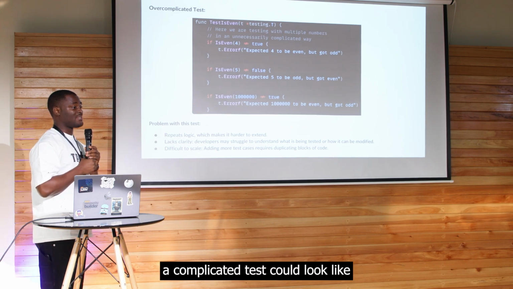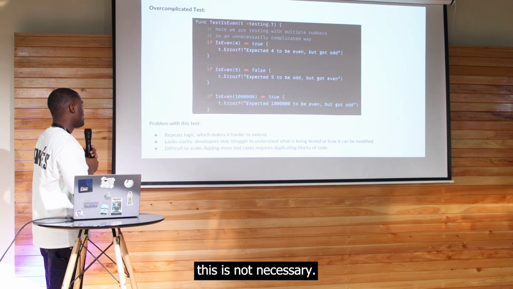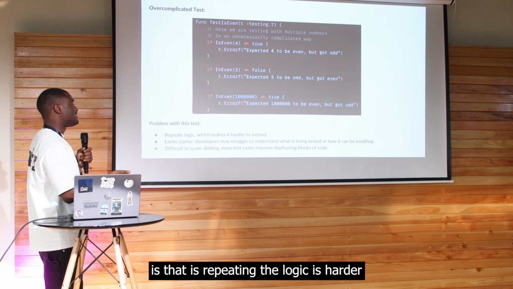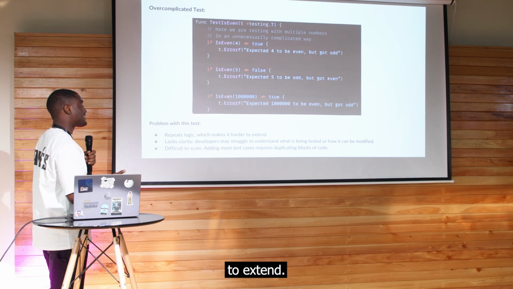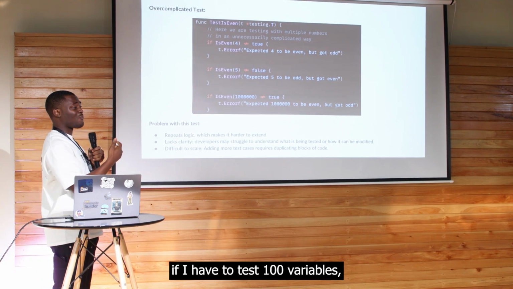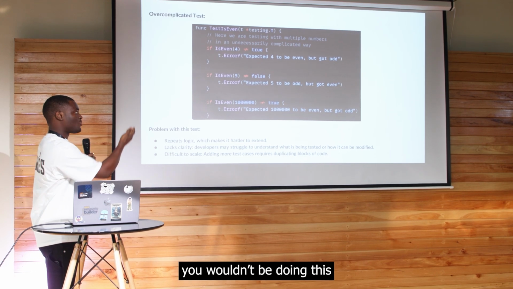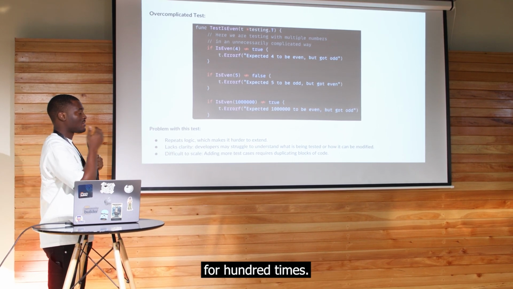So this is just an example of what a complicated test could look like. This is not necessary. What's happening here is that it's repeating the logic. It's harder to extend. For example, if I have to test for 100 variables, you wouldn't be doing this 100 times. Okay?